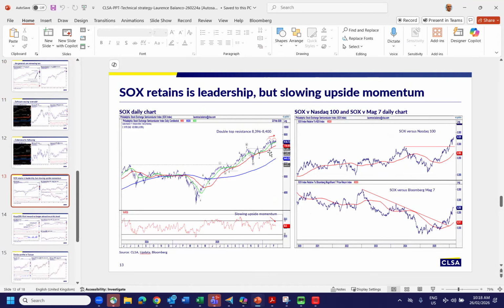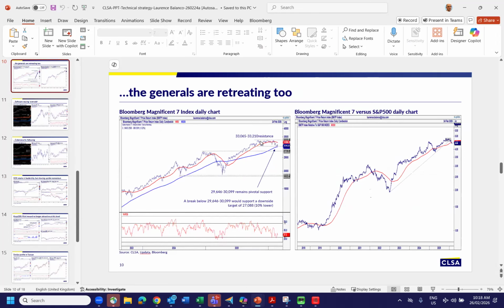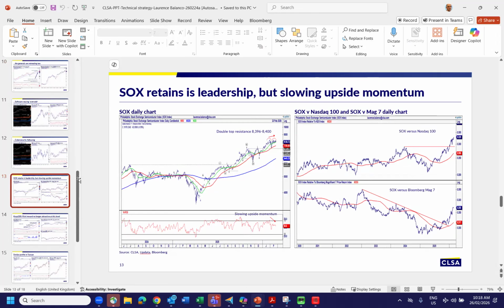But my point here is the hyperscalers look like a double top. The builders look like you've got slowing upside momentum. Got it. Okay, that's awesome. Great. Thank you so much for this.